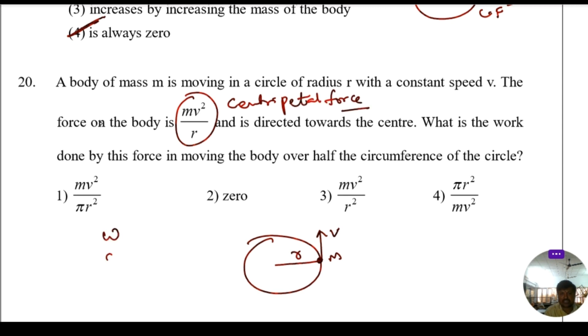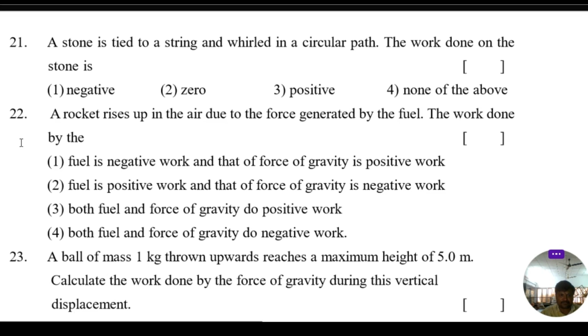Already we know very well, work done by centripetal force is equal to 0. Whether the body covers half of the circumference, full circle or quarter circle, it doesn't matter. Work done by centripetal force is always 0. Why? Because the direction of force and direction of velocity are always perpendicular to each other. So work done by centripetal force is always 0. Then go to 21st question.